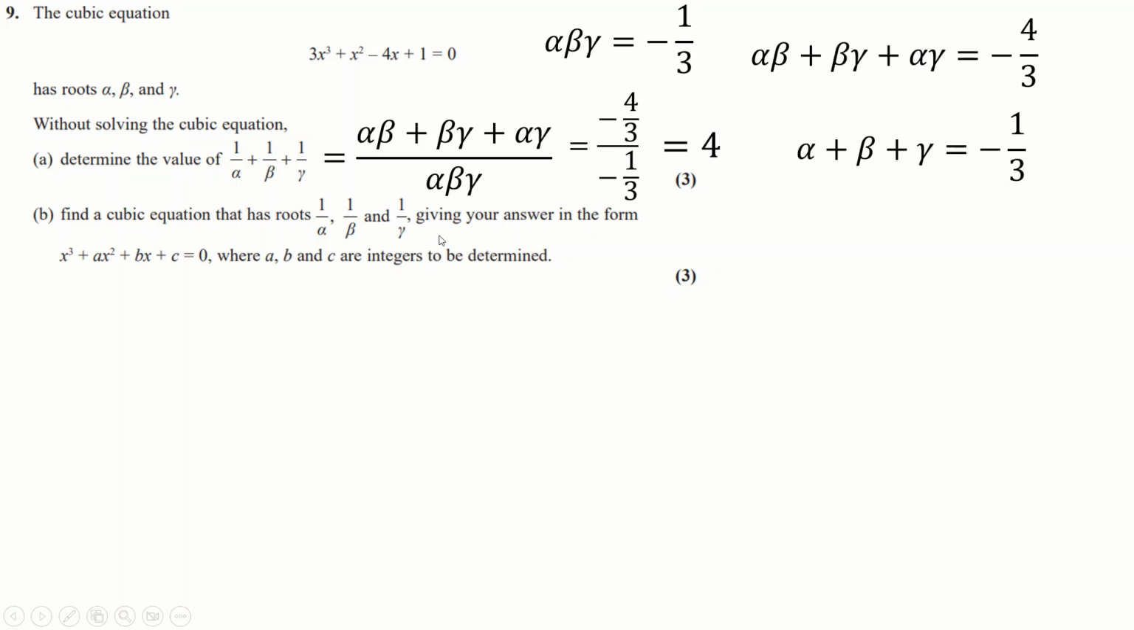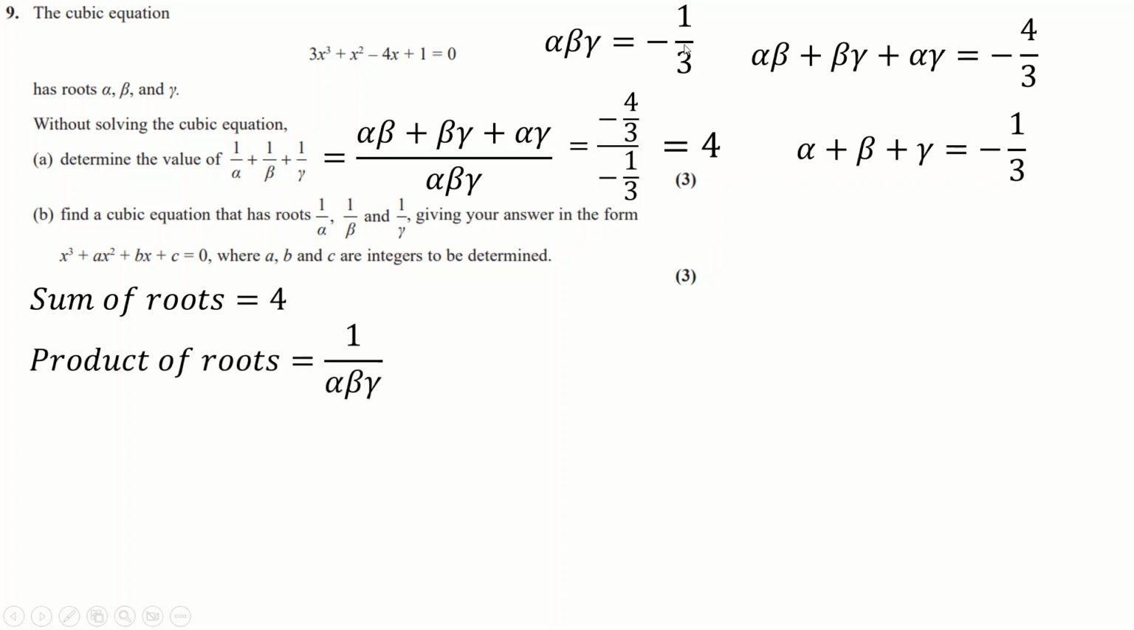Find the cubic equation that has these roots. Now, there's a bunch of ways you could do this. I thought the most obvious way of doing it was to essentially do what we just did backwards. So if these are the 3 roots, the sum of the roots is just this plus this plus this, which we already worked out is 4. The product of the roots is this times this times this, which is just 1 over alpha beta gamma, which I know is just 1 over minus a third, which is minus 3.